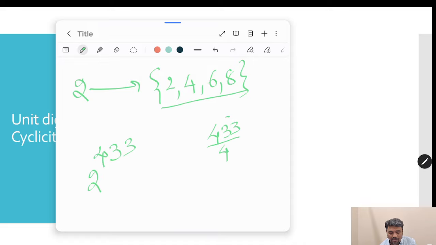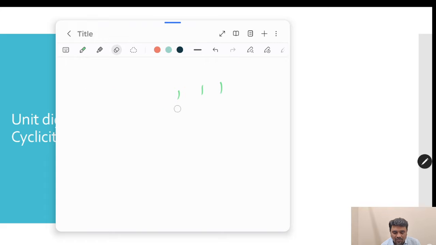So the remainder: 33 divided by 4. 4 8s are 32, so the remainder is 1. So here also the answer is 2. This is the cyclicity of 2. In a similar way, we need to understand the cyclicity of 3, 7, 8, 4, all digits. So let me write down one by one.